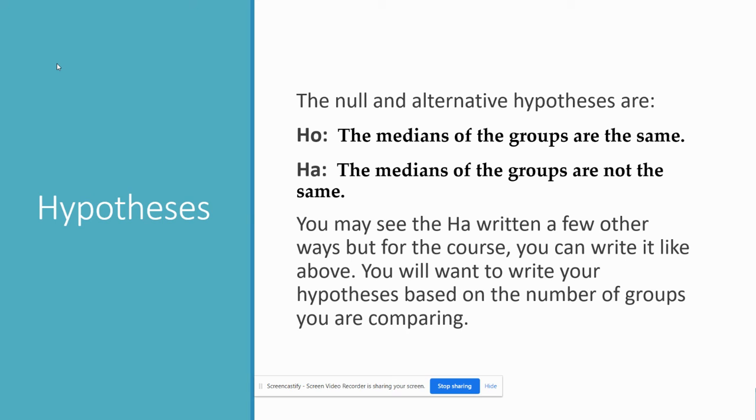All right, and you can also see that HA written a few other ways, but for the course, you can write it like you like as above. Also, Minitab writes it a little bit different. I'm cool if you want to write it based on what Minitab gives you. But remember, you want to make your hypothesis based on the number of groups you're comparing or what the groups are. Like we'll see in example 1, I'm looking at different months. I need to put the medians of the months are not the same, just so I know what you're looking at.